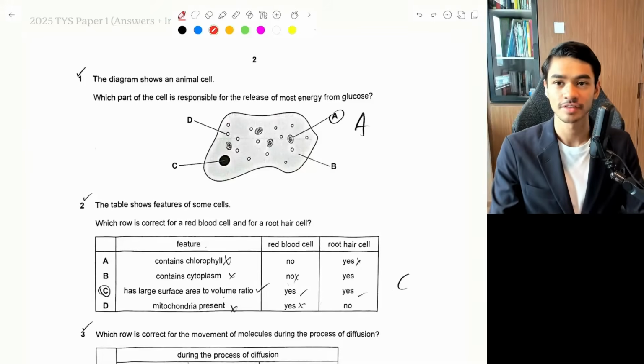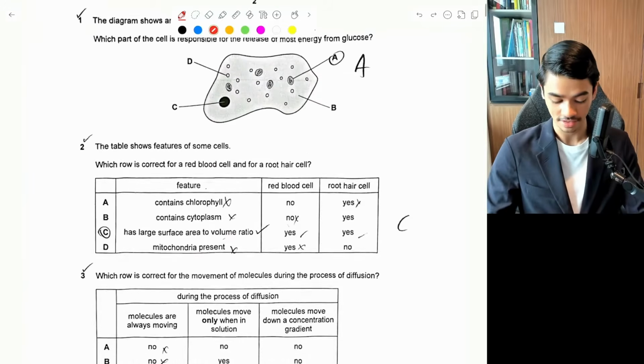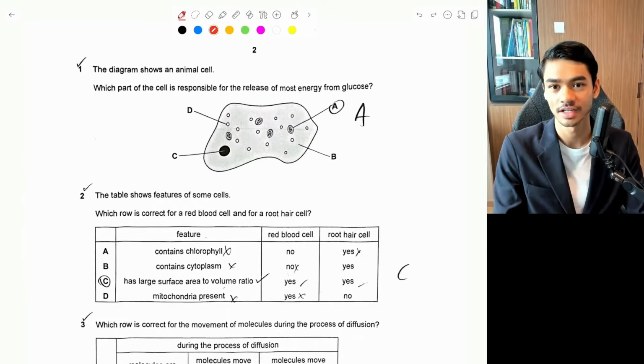This is the 2025 O-Level TYS Paper 1 MCQ for O-Level Pure Biology. One of our TBT students sent me his answers, so we're going to mark and I'm going to explain each question, and we'll see what marks he gets at the end.